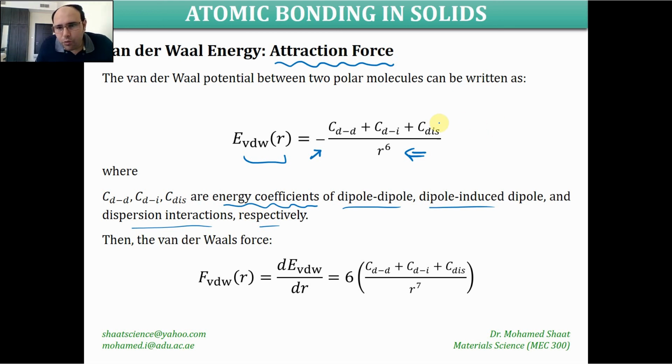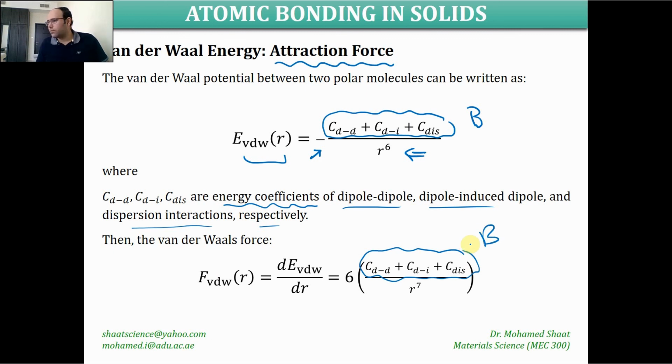So let us collect these three C's in one variable as B, and let us say that this B is a material parameter that distinguishes one material from another, depending on the material type. So we're going to say that E is going to be the negative of B over R to the power 6. The same thing could happen here. We could collect these C's together into just B. But as I mentioned before, this potential energy has two sides, two types. It would be attraction or repulsive.